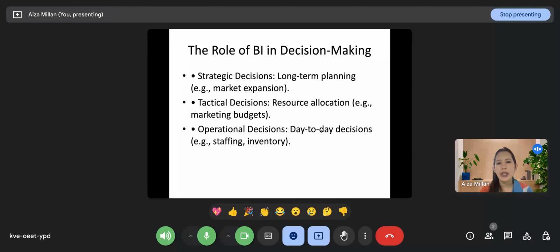So let me give you an example. Amazon uses BI to track customer orders, manage its supply chain, and also even recommend products. Without business intelligence, they'd be operating blind and they won't be able to personalize the experience of their customers.